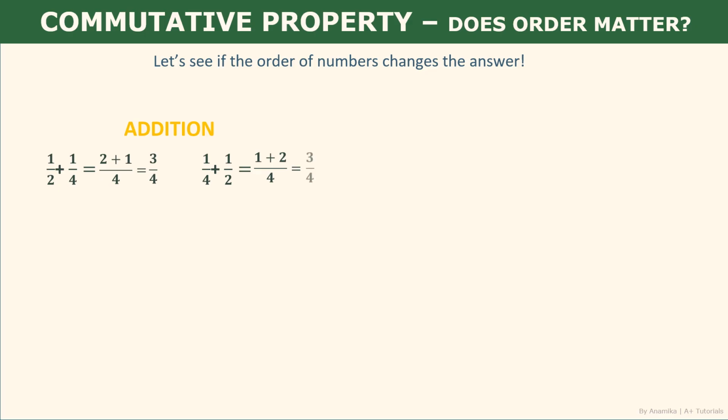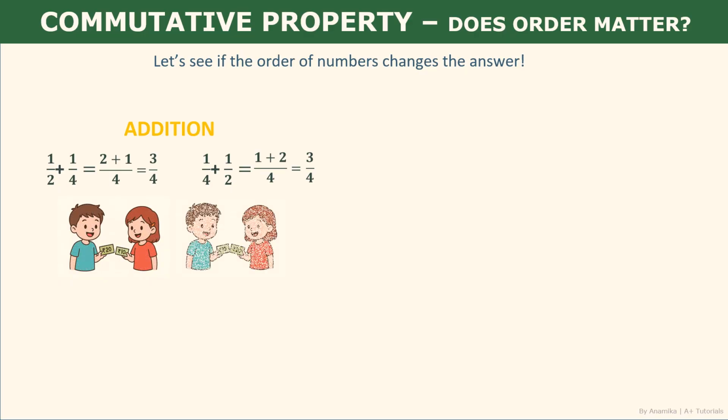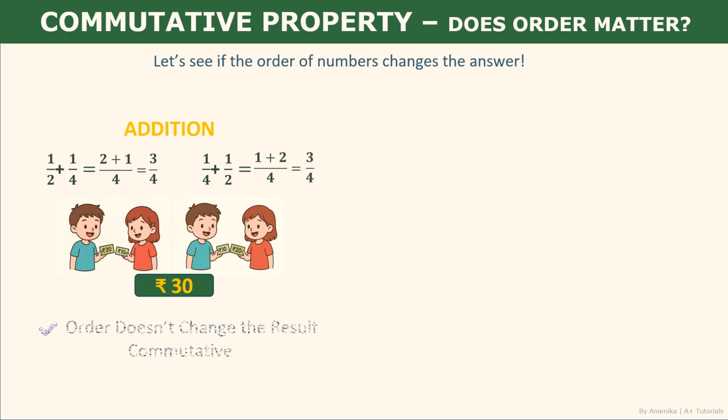Same answer. Just like paying a shopkeeper first 20 rupees and then 10 rupees gives the same total as first paying 10 and then 20. The order doesn't matter for the total amount, even with fractions. So addition of rational numbers is commutative.